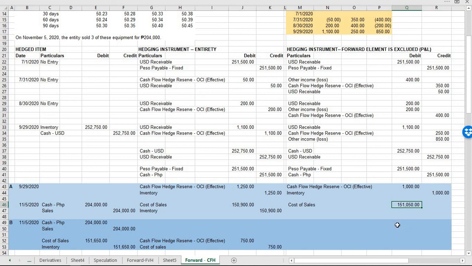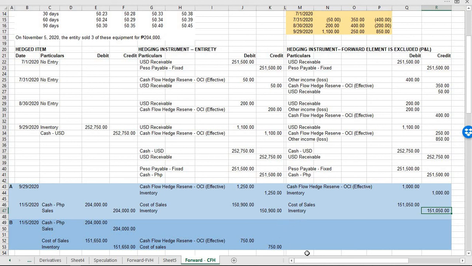Paano na-compute? Siyempre, ito ay 252,750 minus 1,000 or 251,750, times 3 units divided by 5 units. Yan ay 151,050. And credit inventory for 151,050. So ngayon, indirectly, nagkaroon ng offsetting sa profit or loss through cost of sales. Kasi itong cost of sales na to, adjusted na to. Kasi nga, inadjust na natin yung initial cost ng ating inventory. So, ito yung first option.